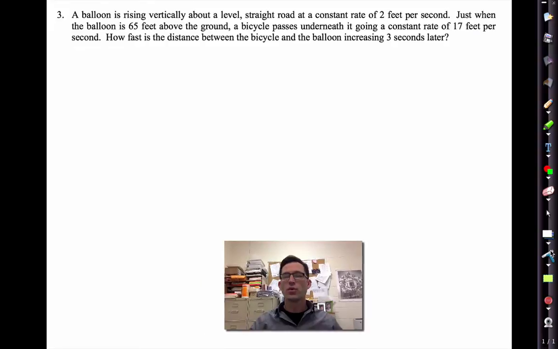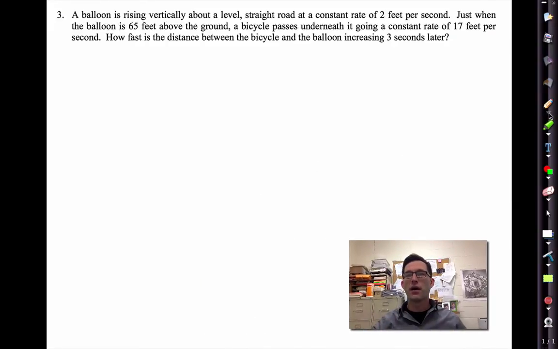Next problem. We're just going to shotgun problems today, because this is our 3rd day. Number 3, a balloon is rising vertically. This is going to be a tricky one. A balloon is rising vertically above a level, straight road at a constant rate of 2 feet per second.